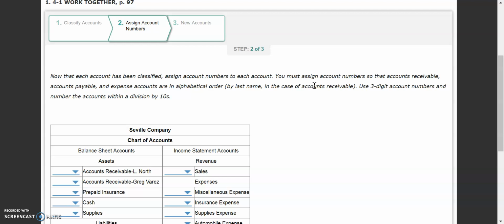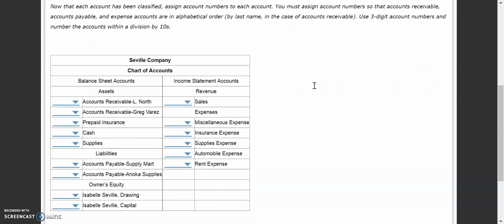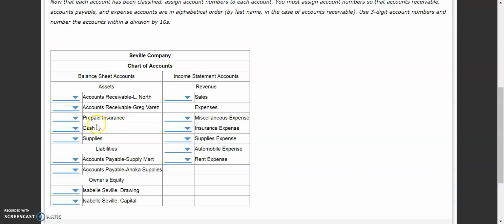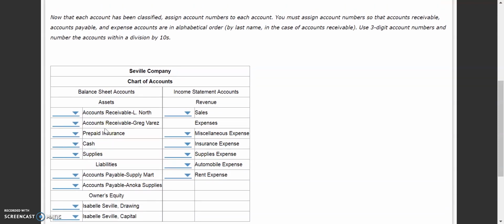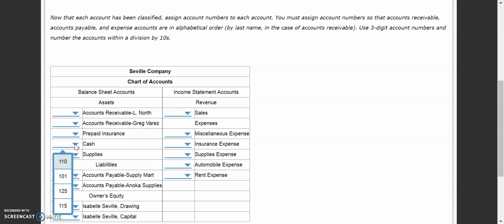So I'm not a huge fan of the way that MindTap laid this out, because essentially what they did is they screwed up the way it would look, so they're trying to make us think a little bit. So first things first, remember that we always classify assets in order of liquidity. So the quickest that can turn into cash is going to be the first number. So if you remember, cash is obviously the most liquid, so that account number is going to be 110. We don't actually start at 101, that's not it.